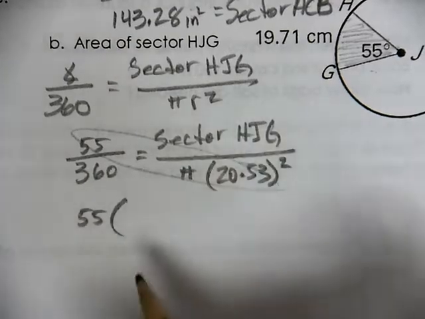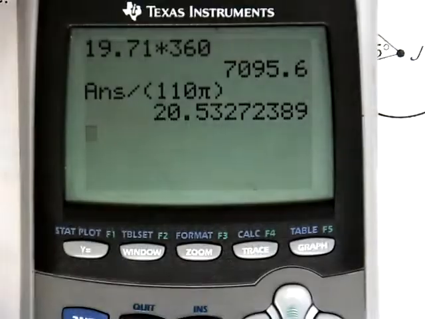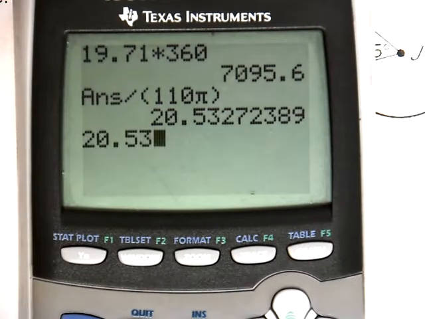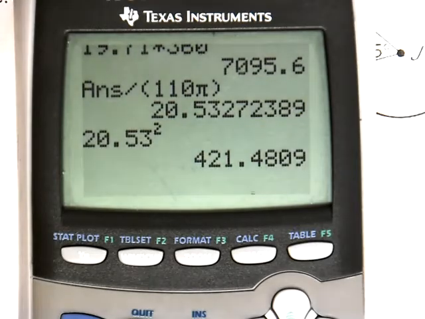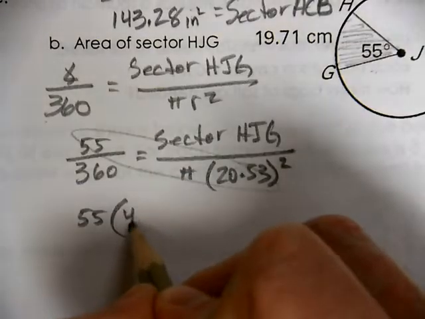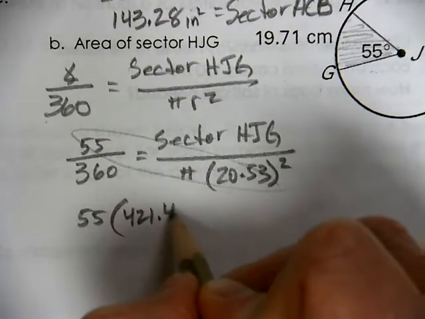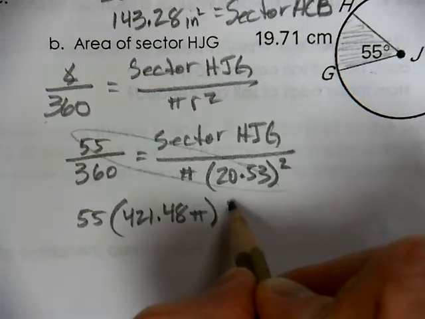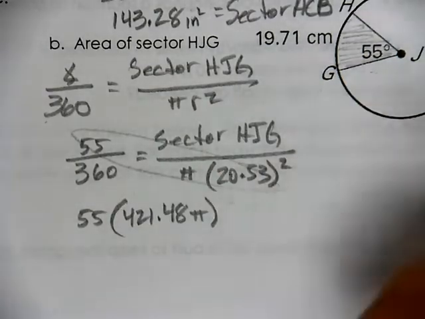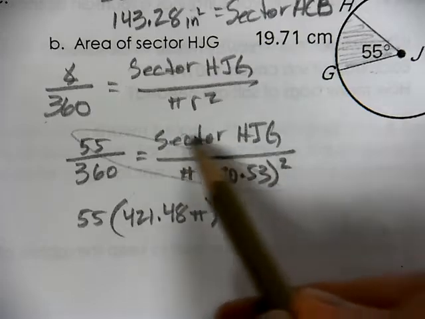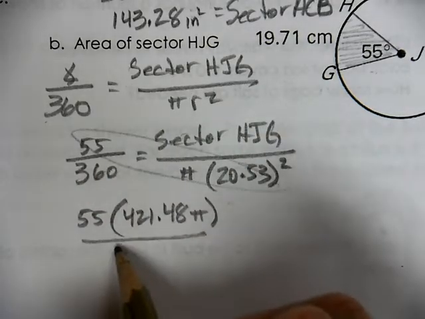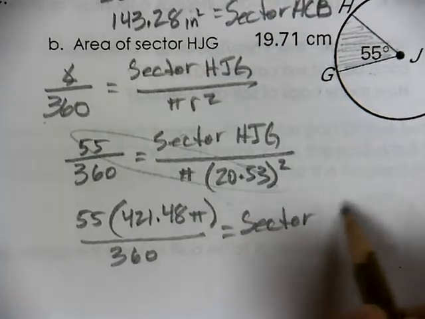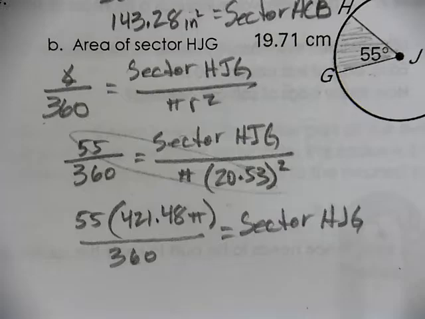So we get 55. Now there's my radius. We'll just take the 20.53 and we'll square that. That gives us 421.48 times pi, and that should be divided by, no need to bring the 360 up to the sector, because we needed area of the sector by itself. So we'll keep that down there. This is sector HJG.